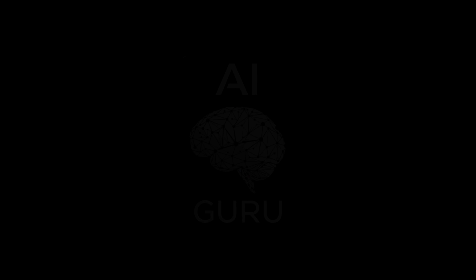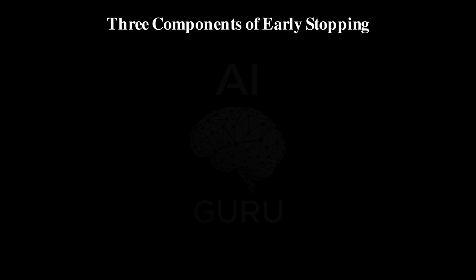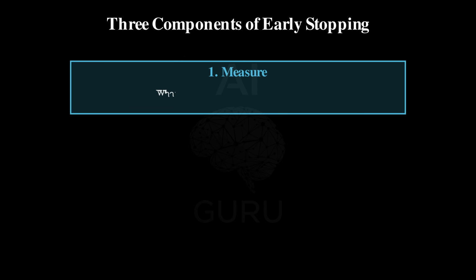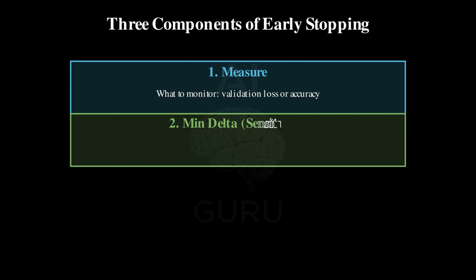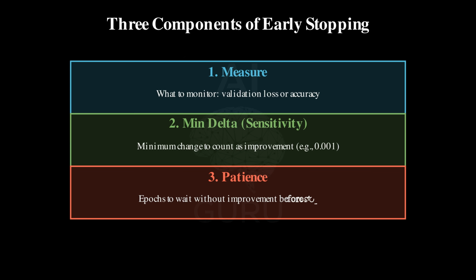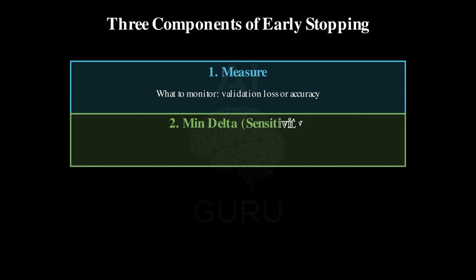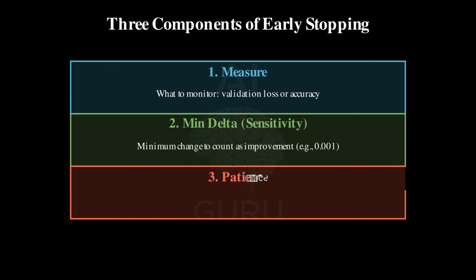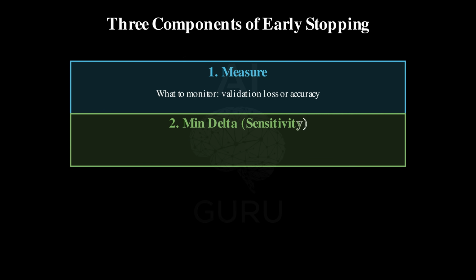So how do you set this up in a framework like Keras? To configure early stopping, you need to define 3 things. First, the measure. What are you monitoring? Usually it's the validation loss or validation accuracy. We want loss to decrease or accuracy to increase. Okay, what's second? Second is the sensitivity, sometimes called min delta. This is the minimum amount of change required to count as an actual improvement. If the loss decreases by a tiny fraction, that might just be noise. You need a significant drop, say 0.001, to count it as real progress.